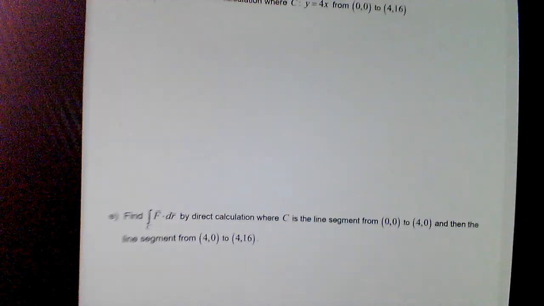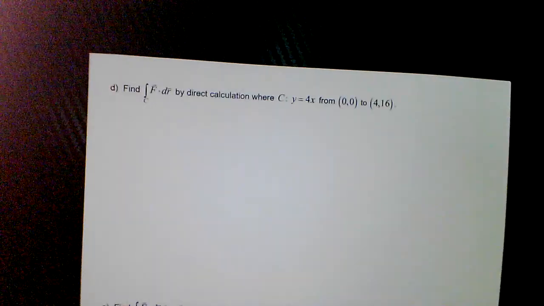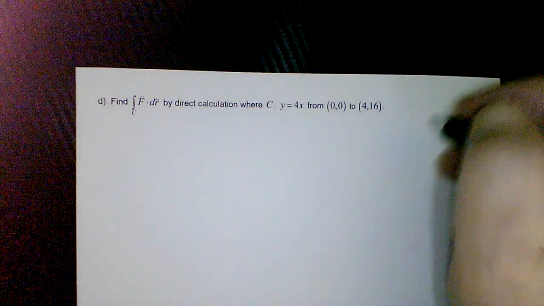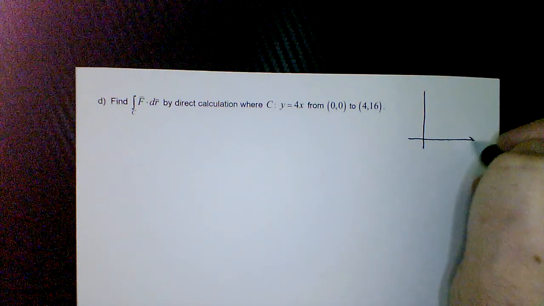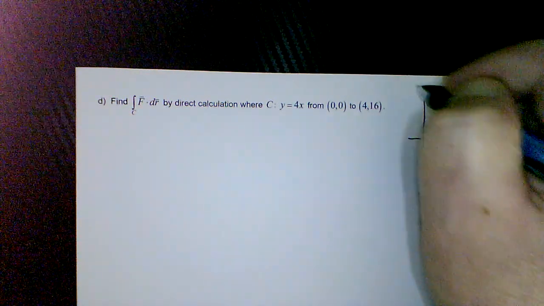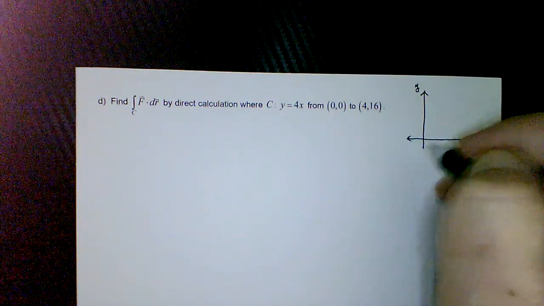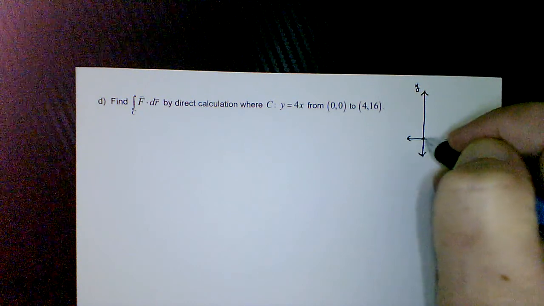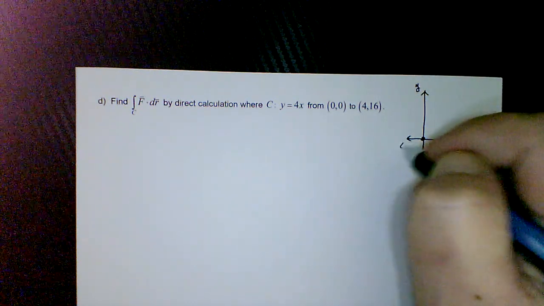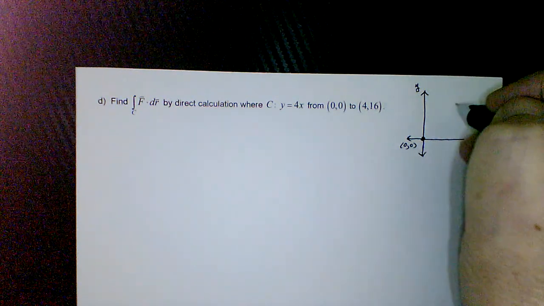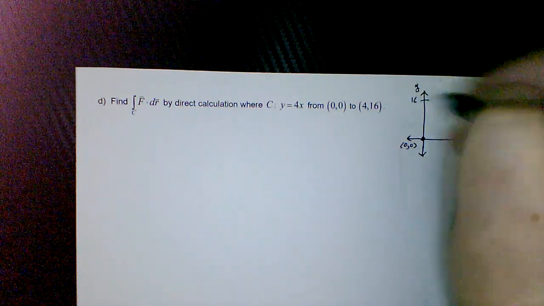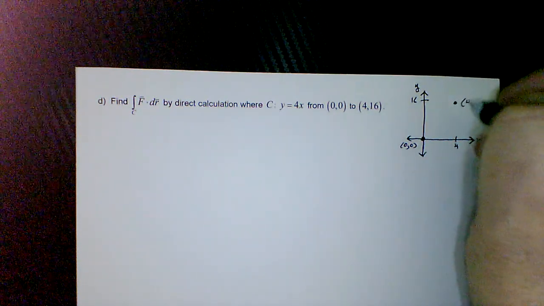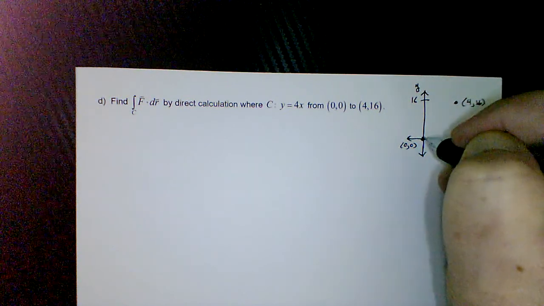Part D, what we want to do is show by direct calculation where C is the curve from 0, 0 to, again, not to scale, 4, 16.